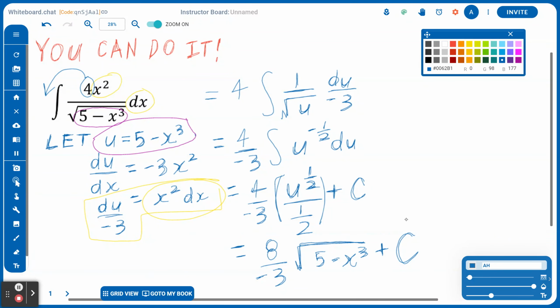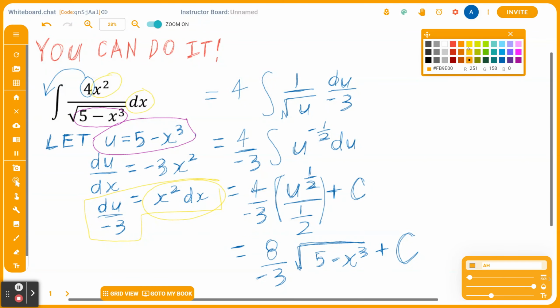Now, how do we know if we're doing it right? I would say spend 1 extra minute to double check by taking the derivative of the answer. I'll do this with you right now, but I would like you to write it down to make sure you're with me. If I take the derivative of 5 minus x to the power of 3, to the power of half, the half is brought to the front, as I'm applying the chain rule. Half times 8 over negative 3 will be 4 over negative 3, times 5 minus x cubed to the power of negative half, times the internal derivative, which is negative 3x squared.